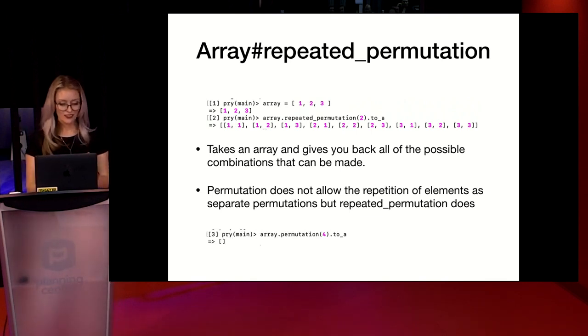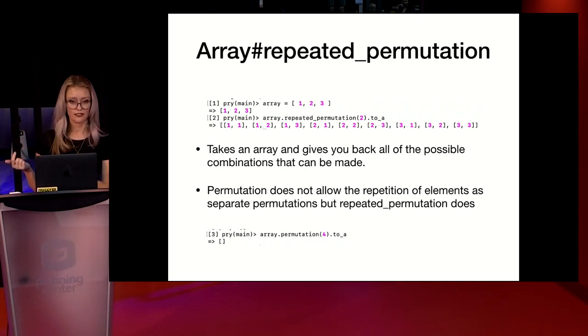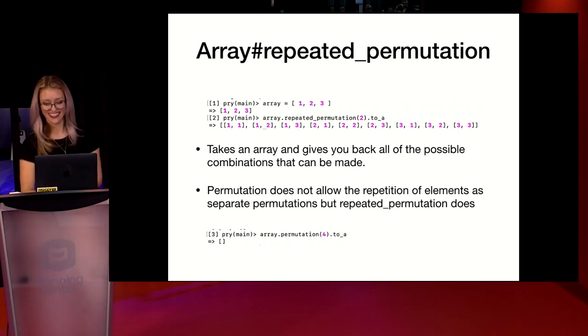So, a little interesting, fun thing. If you call the original array, which has 3 numbers in it, if you call permutation 4, so you want a permutation of 4 with 3 numbers, and you can't repeat any numbers, you're going to get an empty array, because that's not possible. But if you did the same thing with repeated permutation and called 4, you'd get 81 different permutations back. Yay! Because why not?